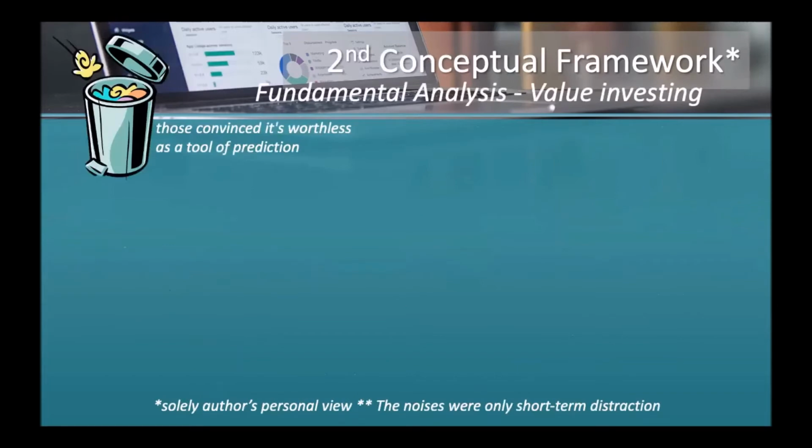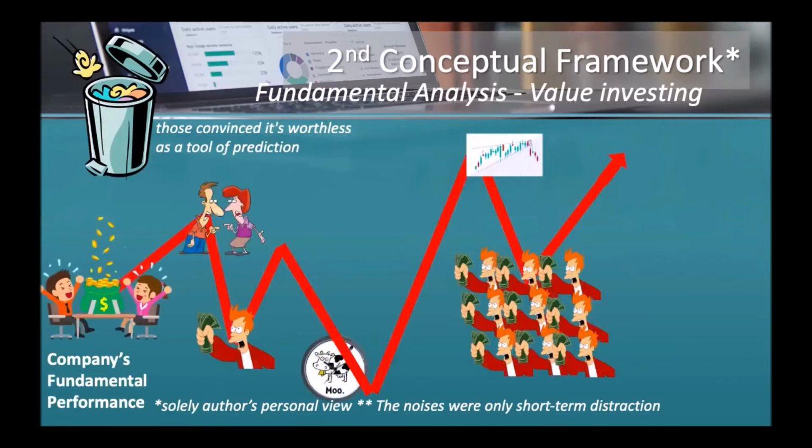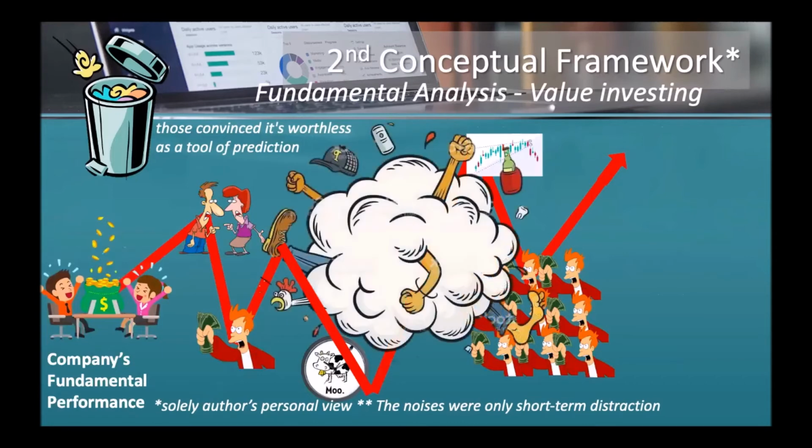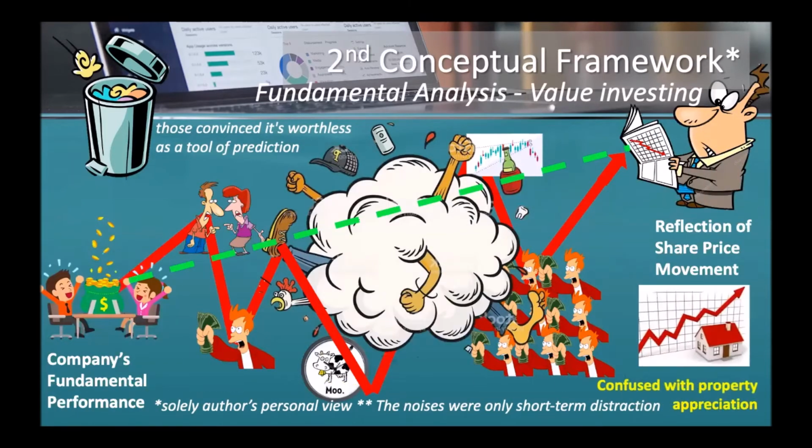Then for the second concept, those who rely solely on fundamentals look at the company's fundamental performance, and the intermediate noise, whatever happens, these people wouldn't bother about. Normally they buy and keep for 5 or 10 years. Sometimes they confuse buying this type of stock with property appreciation. For them, like buying Nestle 20 years ago, the price would now go up to 200 or 300 ringgit per share. Or sometimes I think most of them could just be lucky.